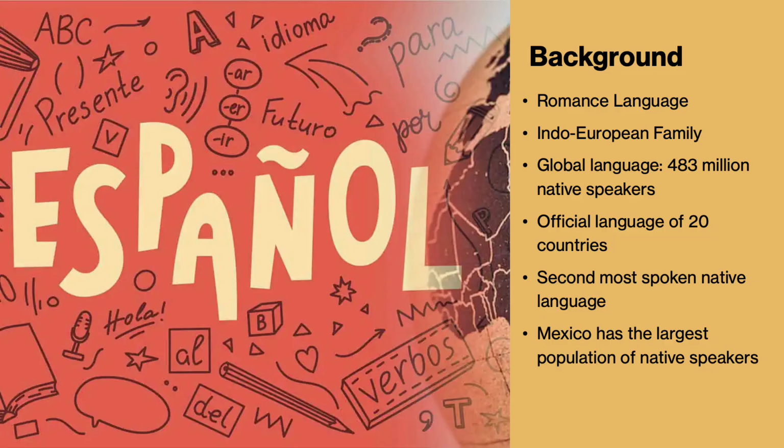And there's 483 million native speakers globally, but the total number of Spanish speakers is closer to 558 million, and that's going to be including second language speakers. Spanish is also the second most spoken native language in the world. It's second only to Mandarin, and it's the fourth most spoken language overall. And then Mexico has the largest population of native Spanish speakers.